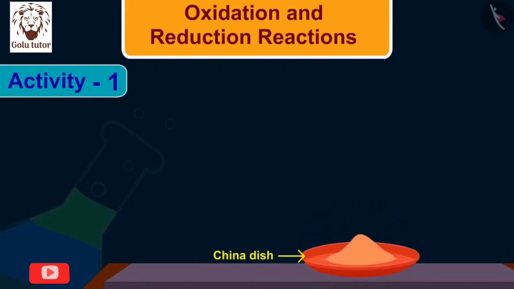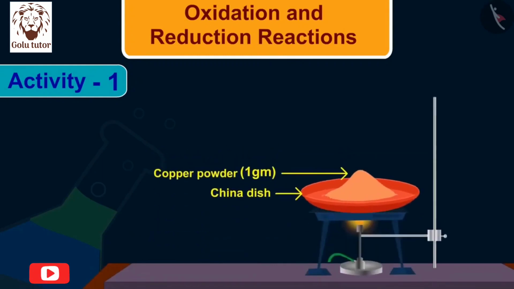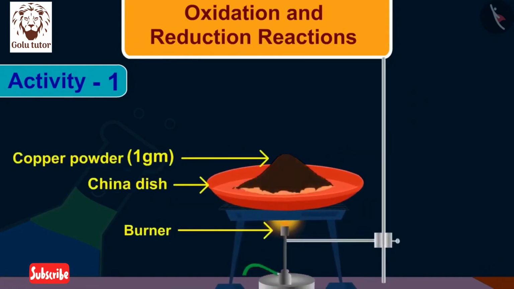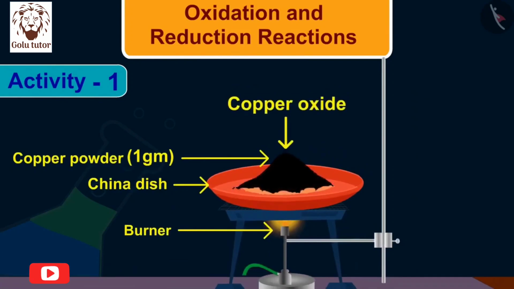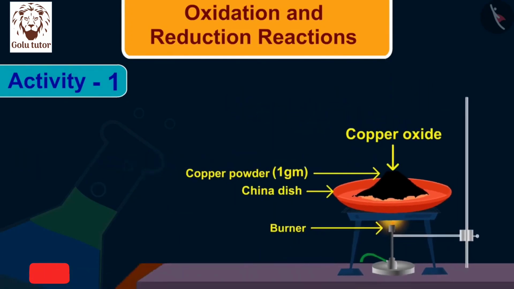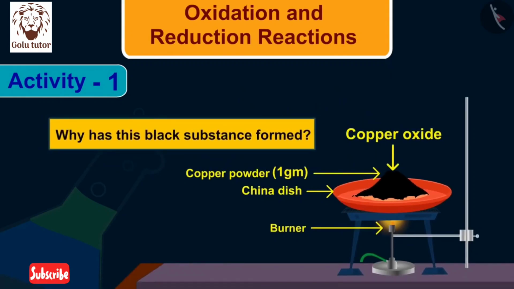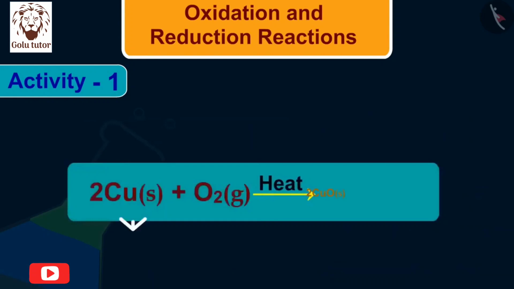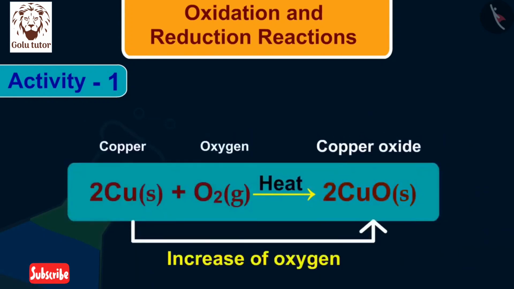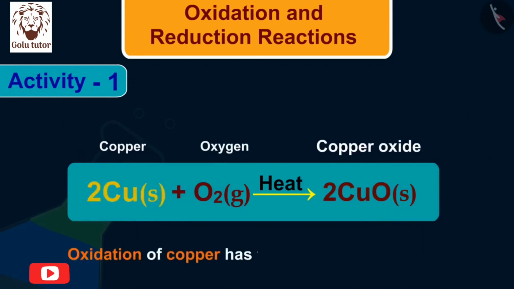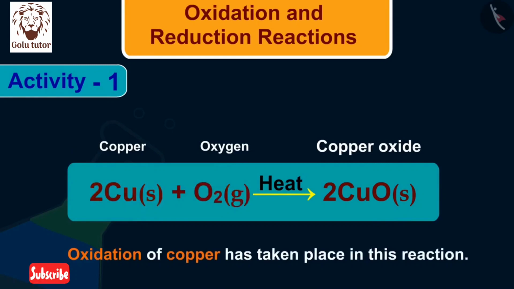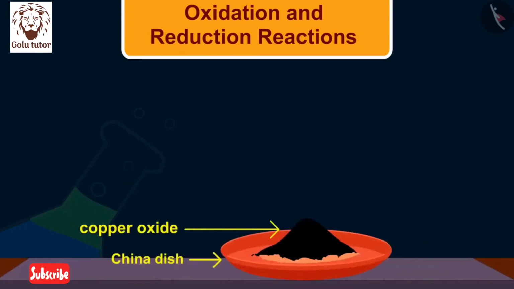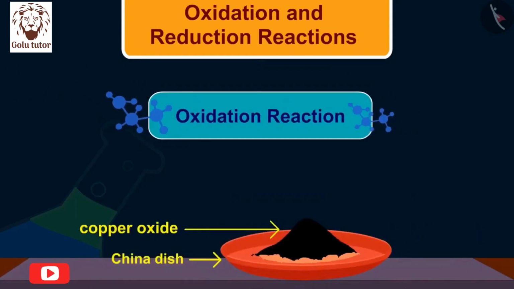Heat a china dish containing about 1 gram copper powder. What do you observe? The surface of copper powder becomes coated with black copper oxide. Why has this black substance formed? During the reaction, there is an increase of oxygen in copper. Therefore, we can say that oxidation of copper has taken place in this reaction. And so, this reaction is an oxidation reaction. This is because oxygen is added to copper and copper oxide is formed.